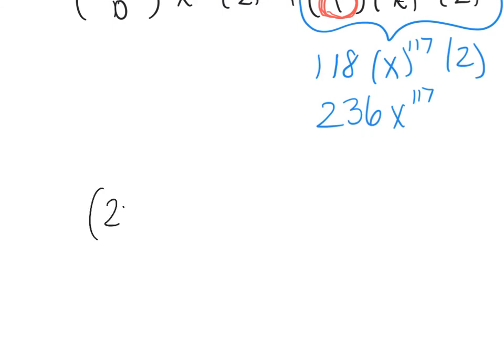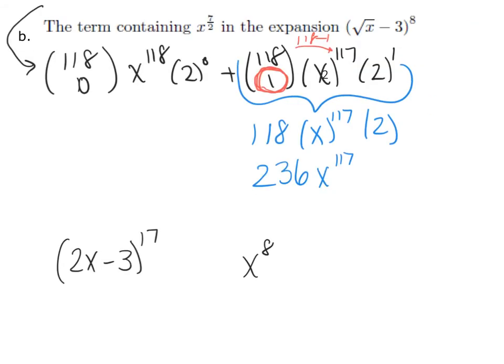I want you to do 2x minus 3 raised to the 17th, and I want the term that is x to the 8th. I'm going to have 17 choose what? Some say 8, some say 9, some say 42. 25 is much funnier. How do you know what to get for there? What number do I choose? Why is it 9 and not 8? 17 minus 8 is 9, so it is 17 choose 9.